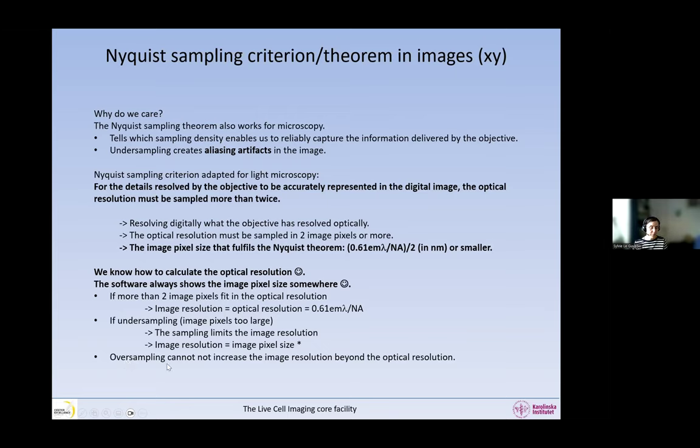So oversampling: if instead of undersampling, we oversample, and instead of having two image pixels in our optical resolution, we have like five, for example, this is called oversampling, and it cannot increase the image resolution beyond the optical resolution. So this is basically our limit. If we oversample, we maybe take more time getting too many spots, especially when you use a single point confocal, it takes a lot of time to scan each spot, but we are not anyway going to get a better resolution.